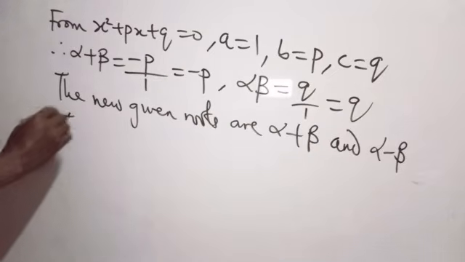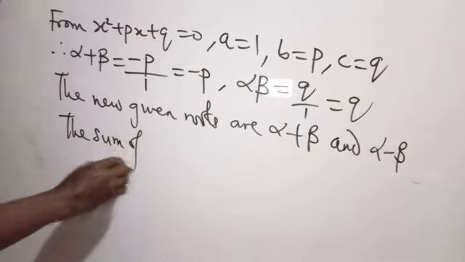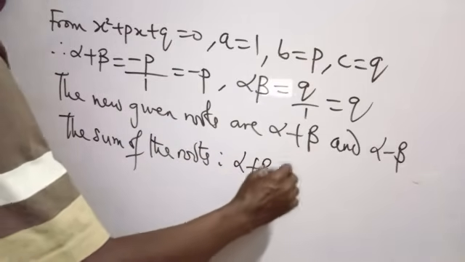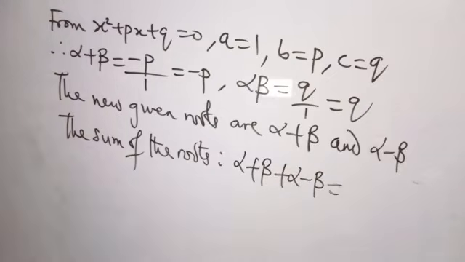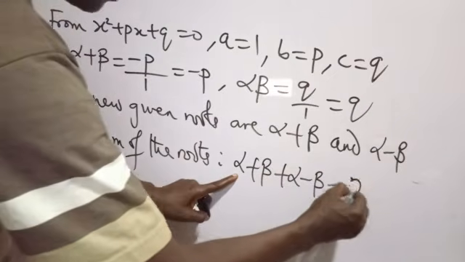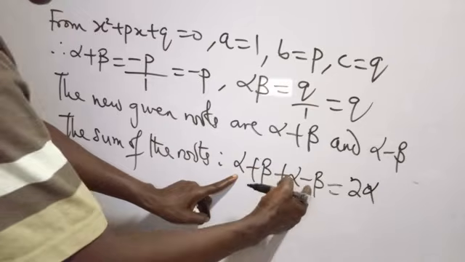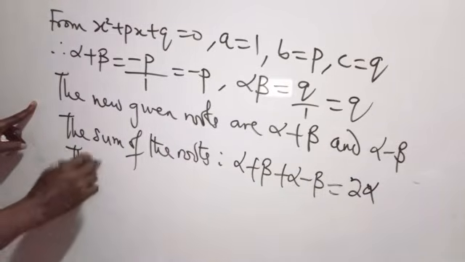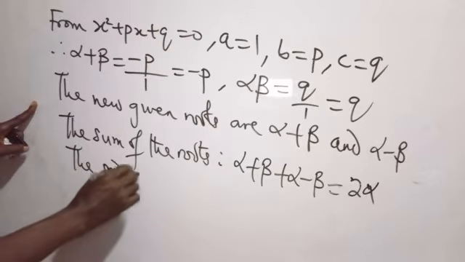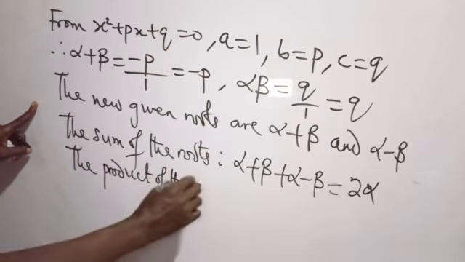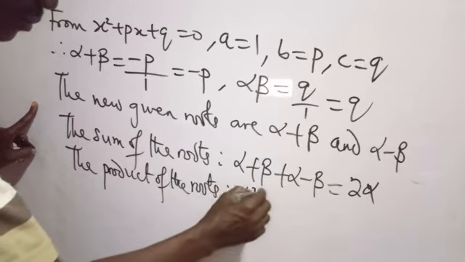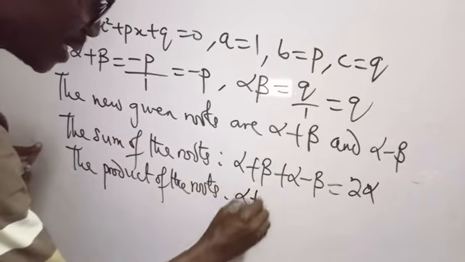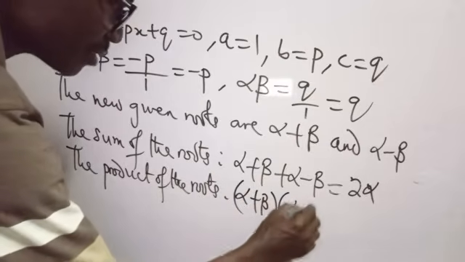Fine. Now, the sum of the roots, that is alpha plus beta plus alpha minus beta. That will give us alpha plus alpha is 2 alpha, then plus beta minus beta is 0. So the answer there is 2 alpha. Now, what about the product of the roots? The product of the roots is alpha plus beta multiplied by alpha minus beta.